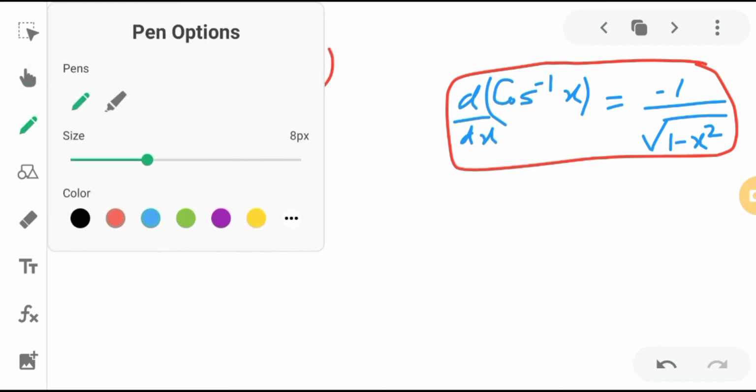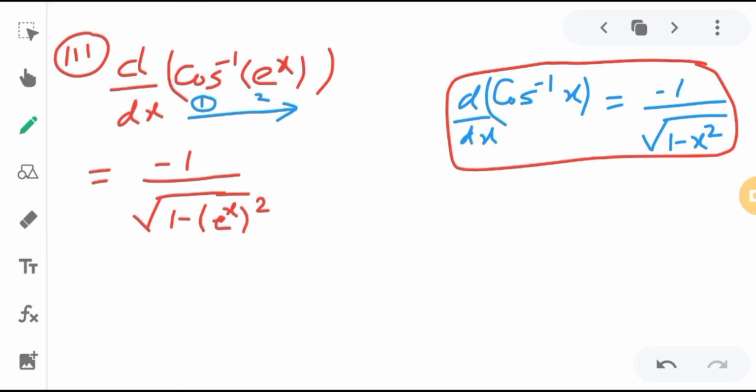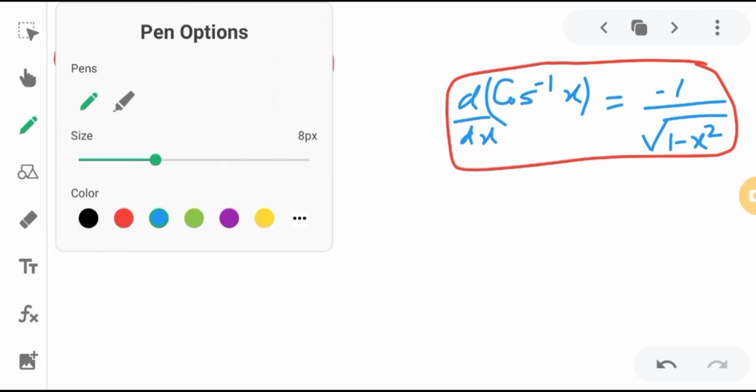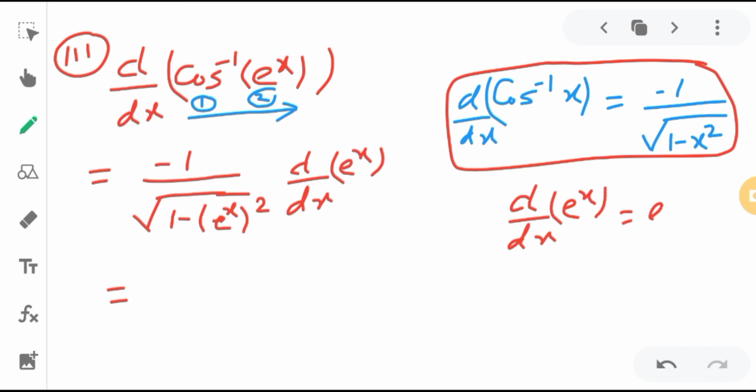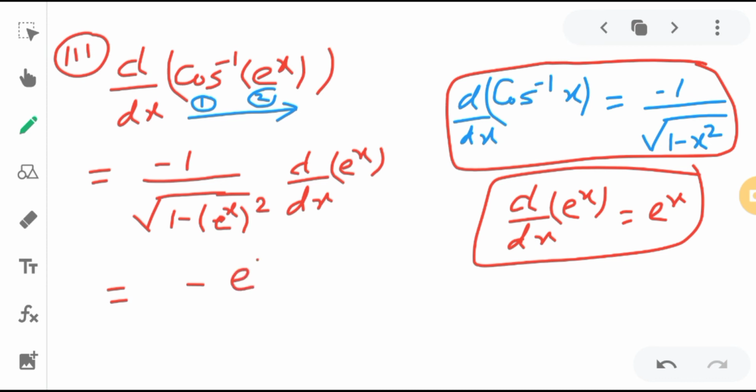Okay, now the derivative of the first function is done. The second function is e to the power x. So again I will take the derivative of e to the power x with respect to x, and you know the derivative of e to the power x is e to the power x only. We'll use this formula. So it will be minus e to the power x in the numerator, and in the denominator will be square root of 1 minus e to the power x square.